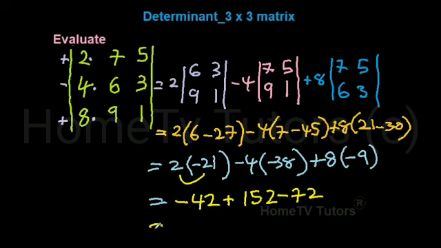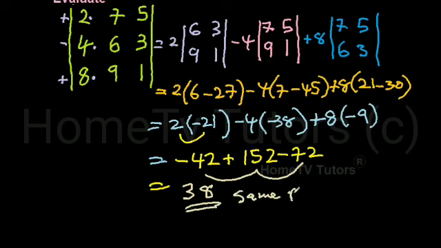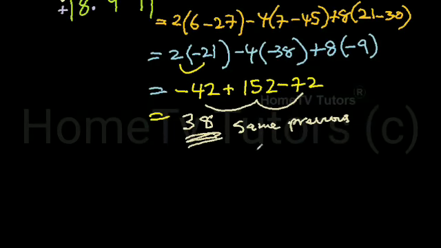So minus 42 plus 152 minus 72 will give us 38. Do you notice that this is the same result as that which was obtained in the previous example? So you can expand along the top row, or you expand down the first column. In the same way, you are going to arrive at the same answer. Good.